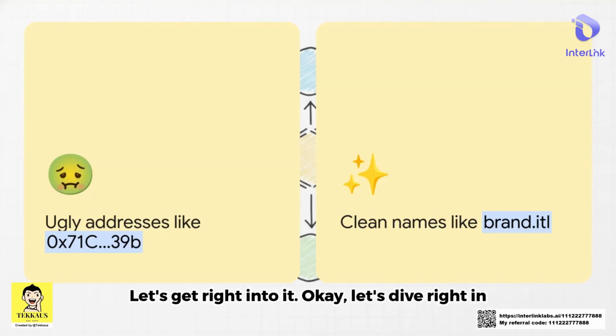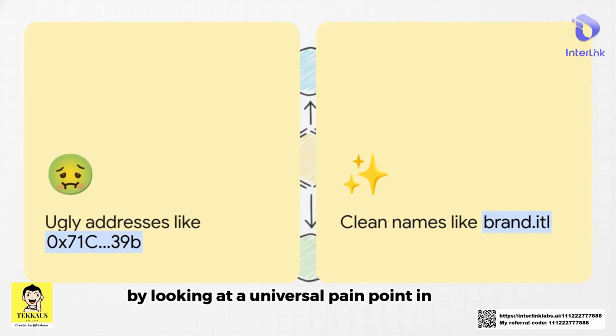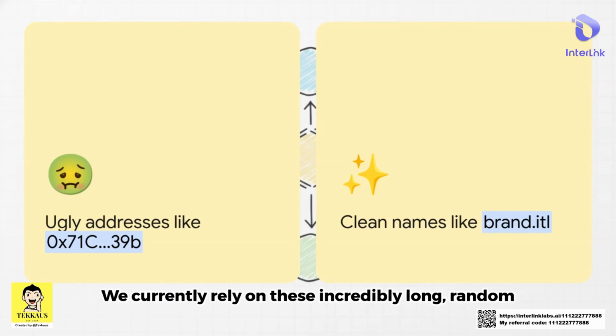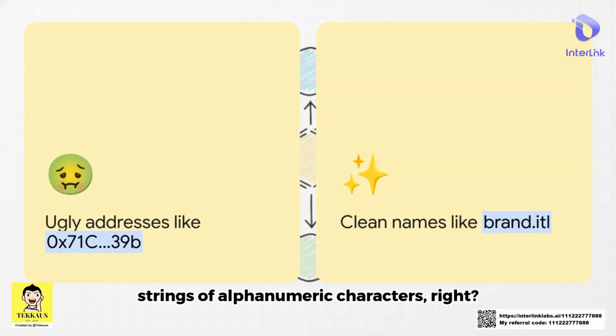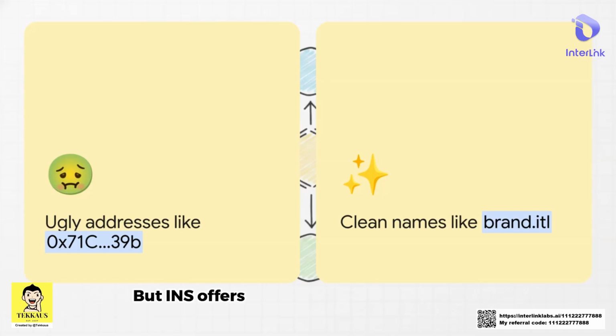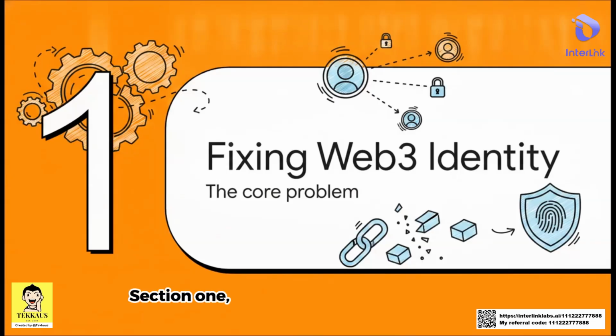Okay, let's dive right in by looking at a universal pain point in crypto today. We currently rely on these incredibly long, random strings of alphanumeric characters, right? They're cold, they're intimidating, and let's be honest, they are terrifyingly easy to mistype. But INS offers a really stark contrast here, a clean, readable name like brand.itl. Section 1, Fixing Web3's Identity Problem.